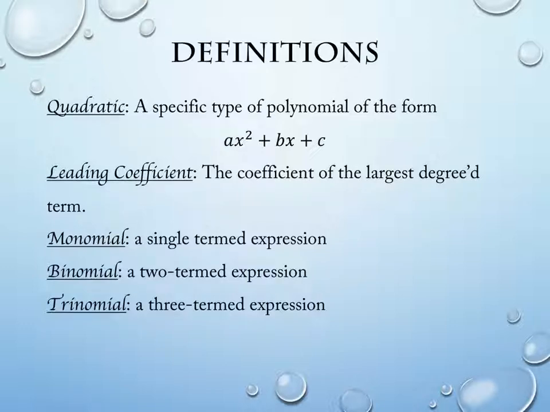So a monomial is a single termed expression. For example, if I just had 4x, that's a monomial. Okay, so remember, terms are separated by addition and subtraction. So 4x combined with multiplication is actually 1 term. A binomial is 2 terms, so it would be something like x squared plus 3. 2 terms, because it's 2 pieces that are separated with the addition.